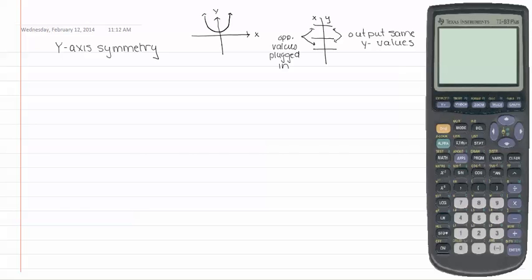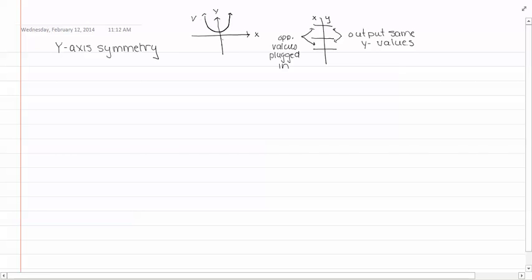Okay, so when we're talking about y-axis symmetry, what you'll notice is a couple of different things. One thing is when you graph the picture, you'll notice that you can fold the picture over the y-axis. Another thing you can notice when you're graphing, if you're plotting it by hand, is that if you put in opposite values for x, your output values will be the same.